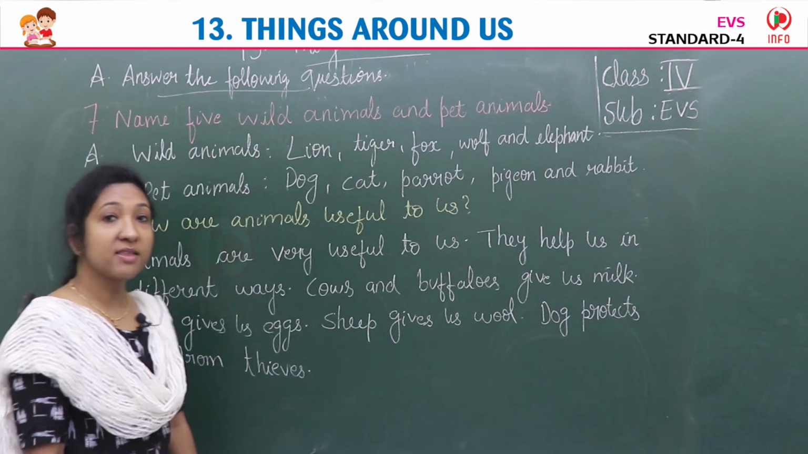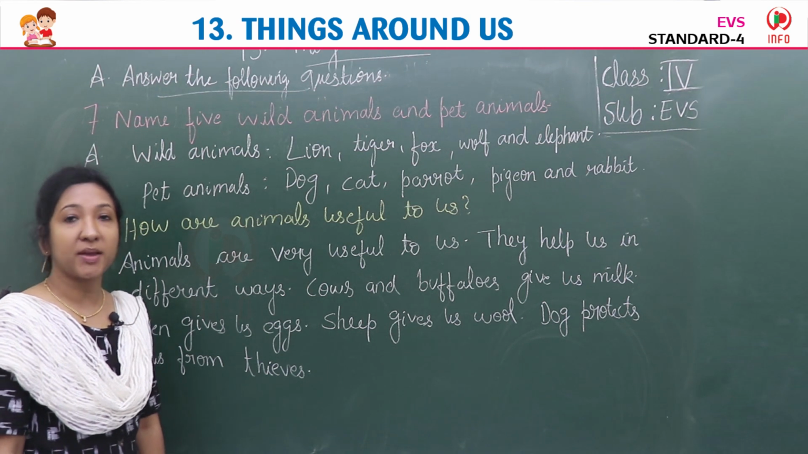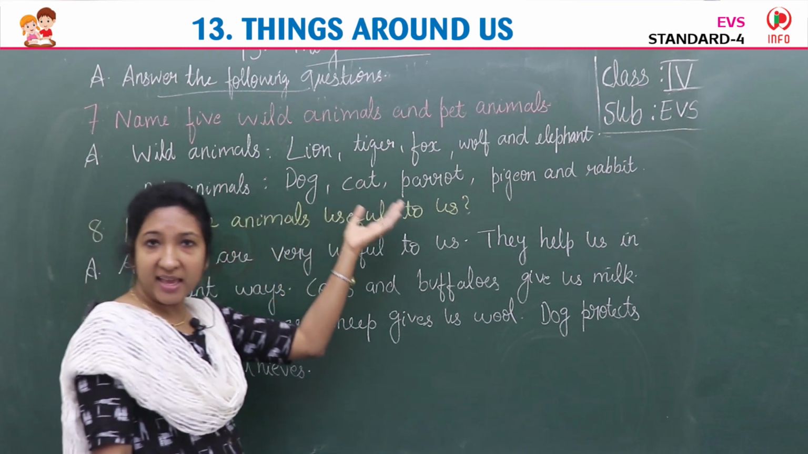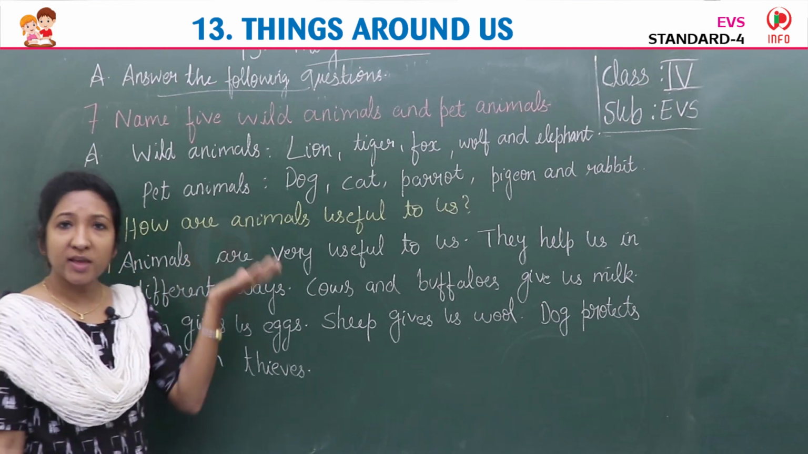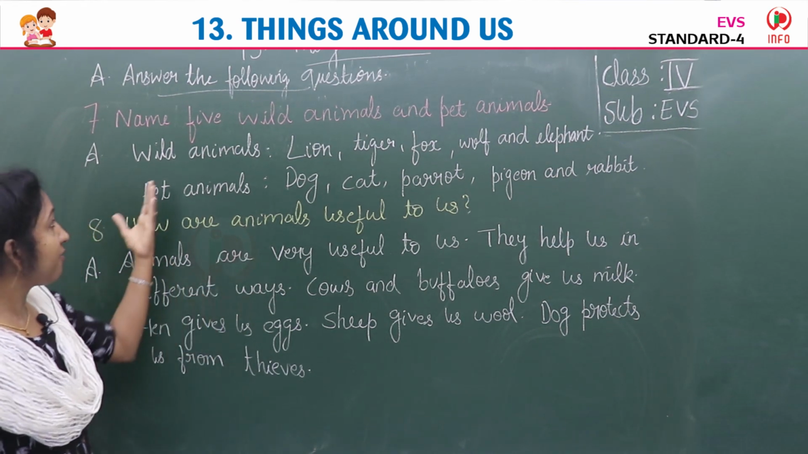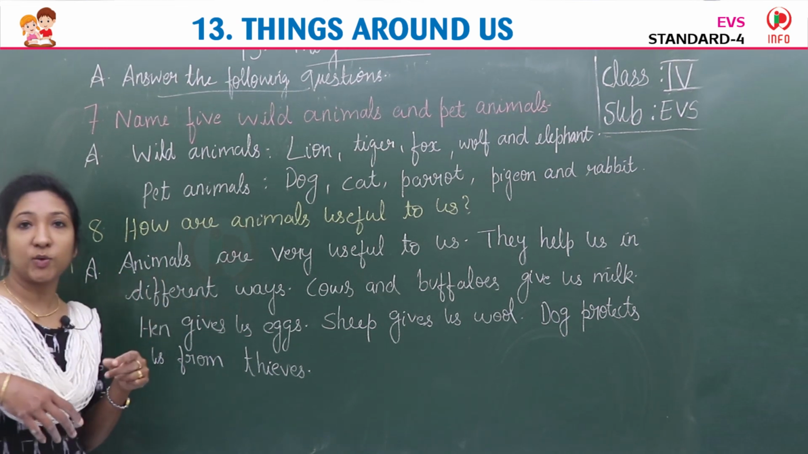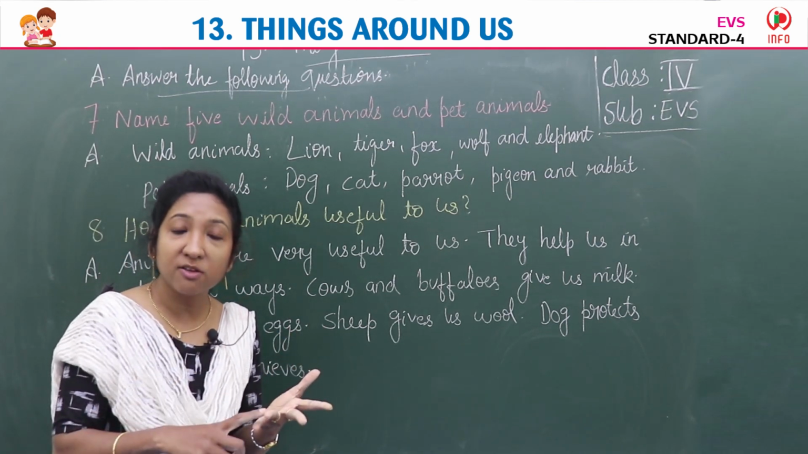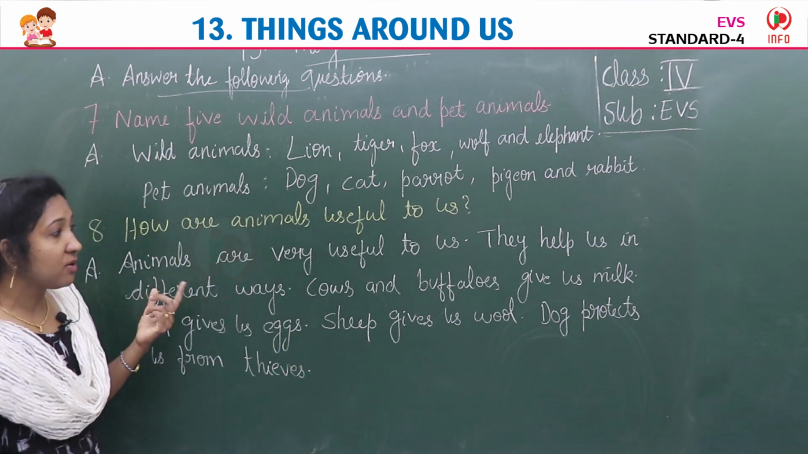Okay. Yes, children. So our next question, the 7th question, is: name 5 wild animals and pet animals. Just name any 5 wild and pet animals. Wild animals: lion, tiger, fox, wolf and elephant. Okay, pet animals, you can write dog, cat, parrot, pigeon and rabbit. These are the 5 wild and pet animals. Now the 8th question. How are animals useful to us? Animals are useful to us in many ways, isn't it? We get eggs from animals, we get milk from animals, we get wool from animals, isn't it? Okay, answer. Animals are very useful to us.